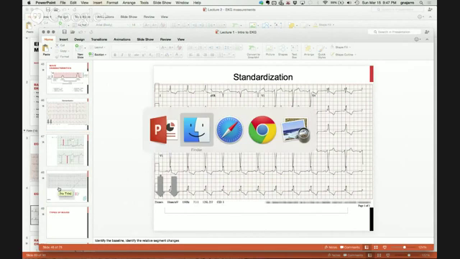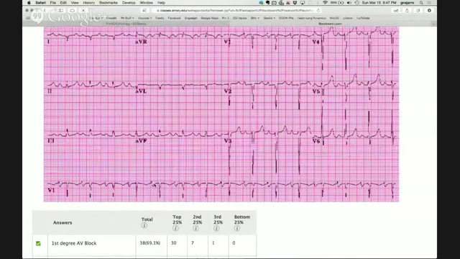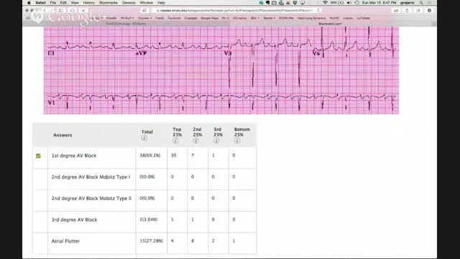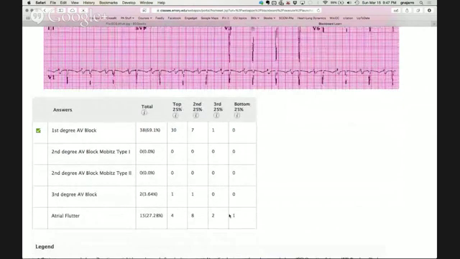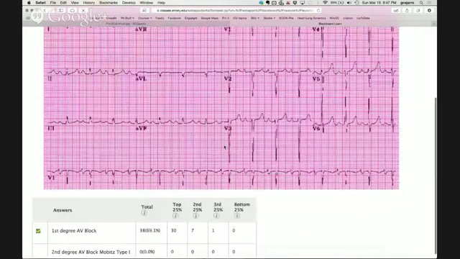All right. So back to that question, if you take the standard approach, right, rate, rhythm, axis, intervals, then we see here that the PR interval is prolonged. Starting here, we can tell it's already longer than one big box, which is 0.2. It's probably more like 0.24. So this is first degree AV block. The other option choices were Mobitz 1, Mobitz 2, which nobody answered, third degree block, or flutter. We went over flutter.